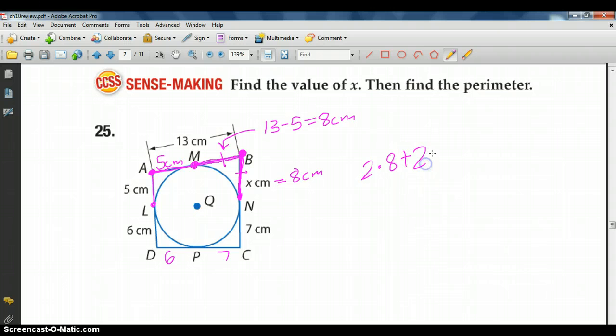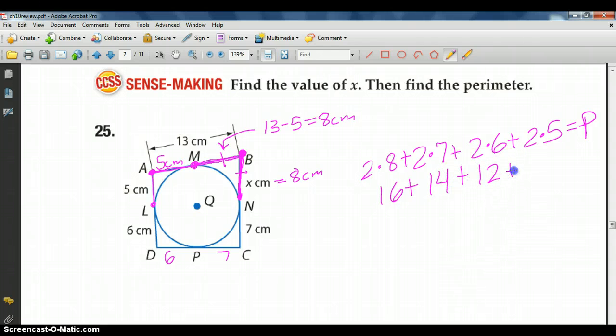plus 2 times 7 plus 2 times 6 plus 2 times 5. And that will also give us our perimeter. So we have 16, 14, 12, and 10. So 52 centimeters for perimeter.